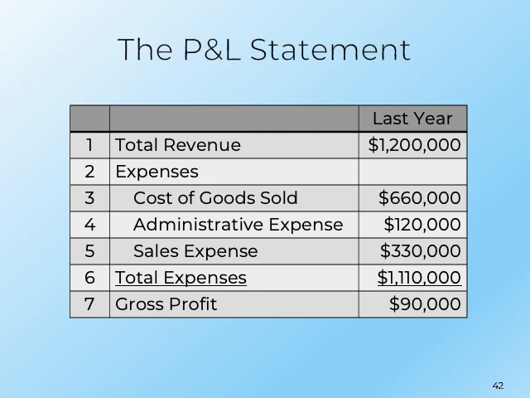As you can see on line 1, our example company had total revenues last year of $1.2 million and expenses on line 6 of $1.1 million, made up of $660,000 in cost of goods sold on line 3, $120,000 in admin expense on line 4, and $330,000 in sales expense on line 5, leaving a gross profit of $90,000 on line 7 as the difference between revenues and expenses.